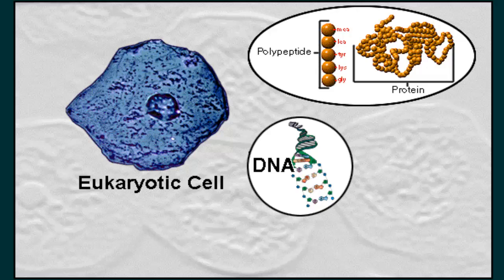Remember that in a eukaryotic cell, DNA is confined to the nucleus. Polypeptides and proteins, however, are assembled in the cytoplasm of the cell. Knowing that genes direct the assembly of polypeptides, you are probably wondering how a gene is able to direct the assembly of a polypeptide when the gene is in the nucleus and the polypeptide is assembled in the cytoplasm outside of the nucleus. The solution is ribonucleic acid, or RNA.